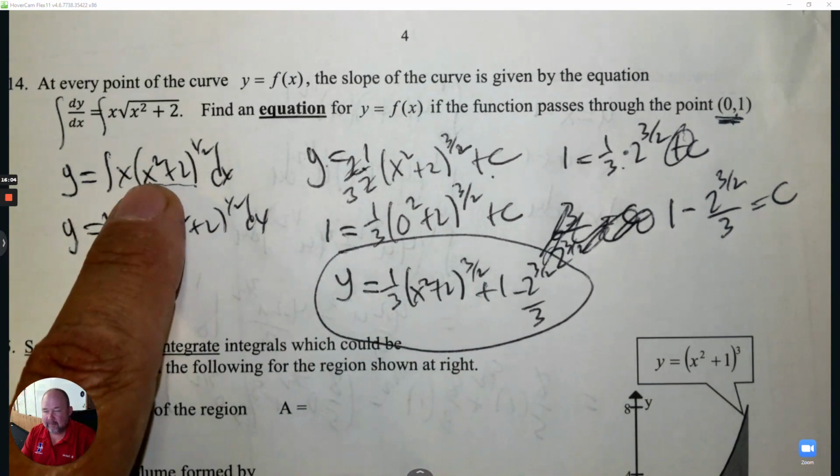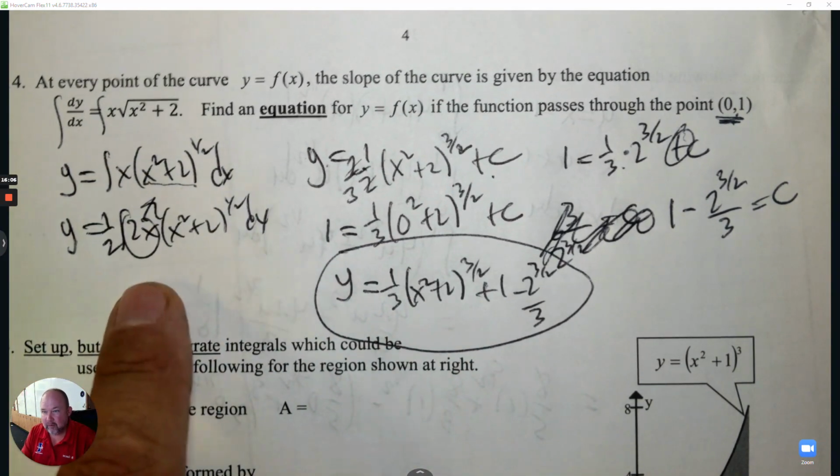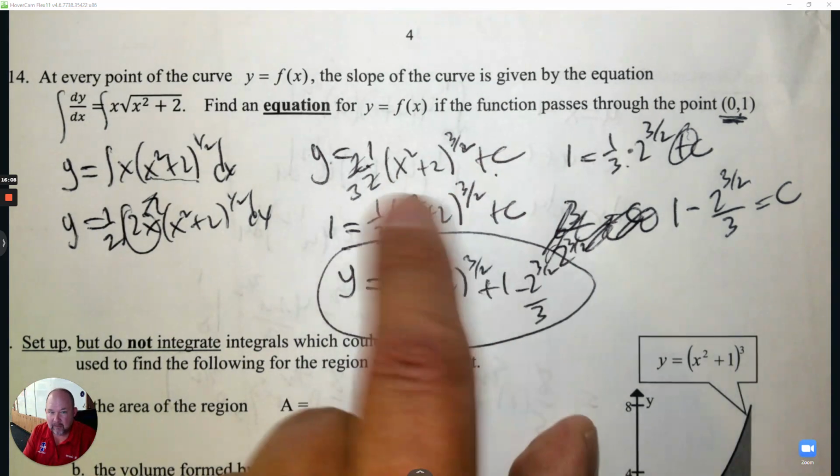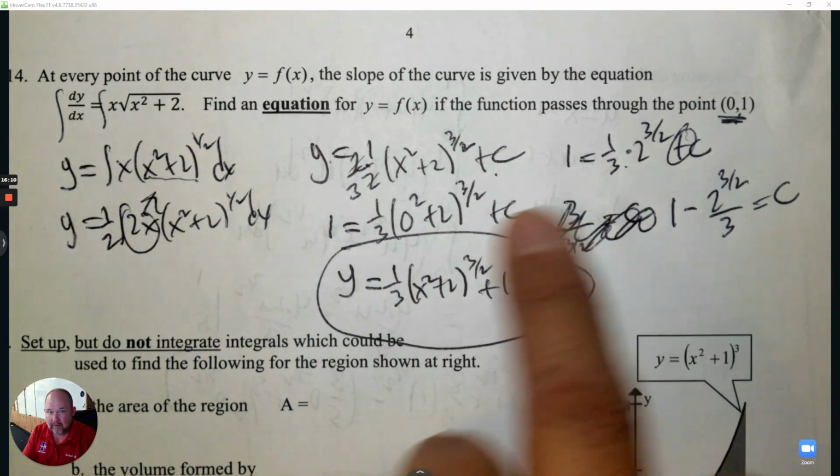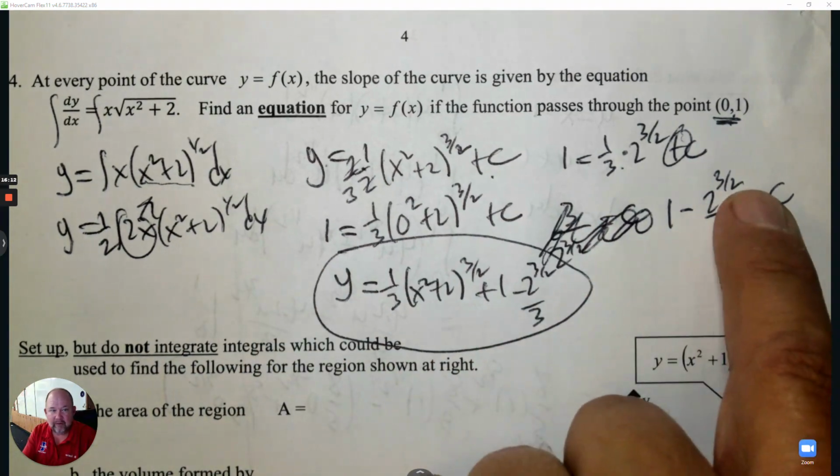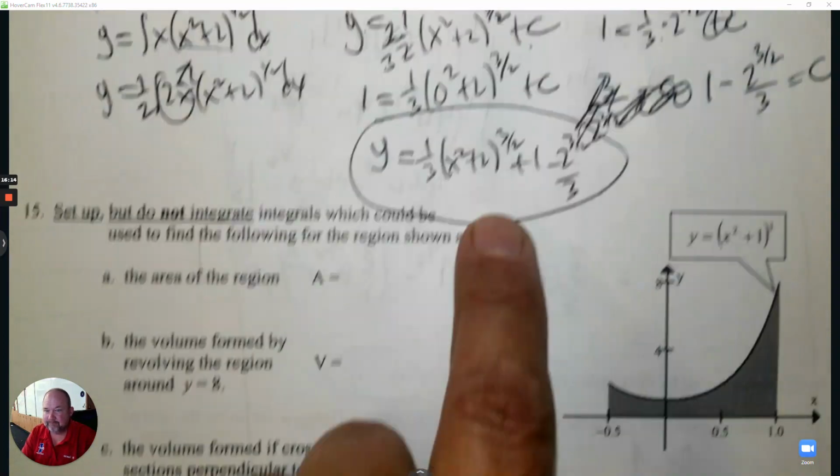Think of the process. We're going to integrate the hook, and then we integrated it, and then you have to plug in the point, 0, 1, and solve for C, and then finish it off.